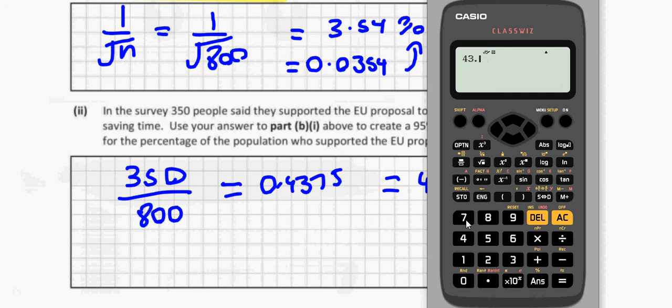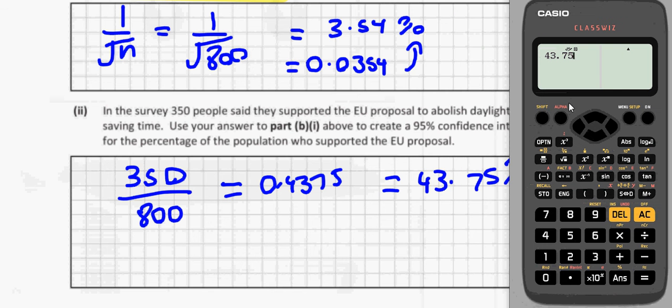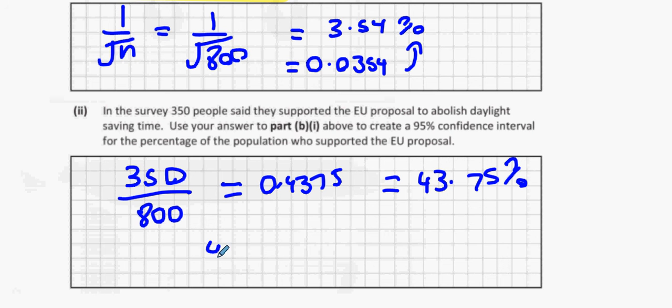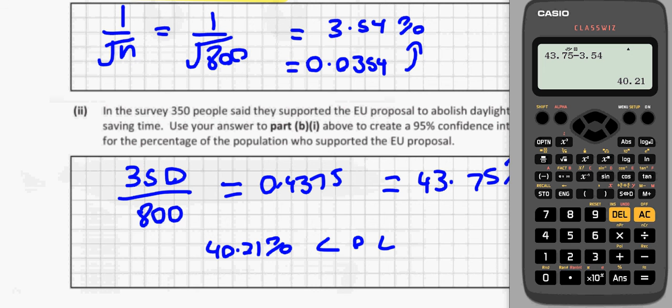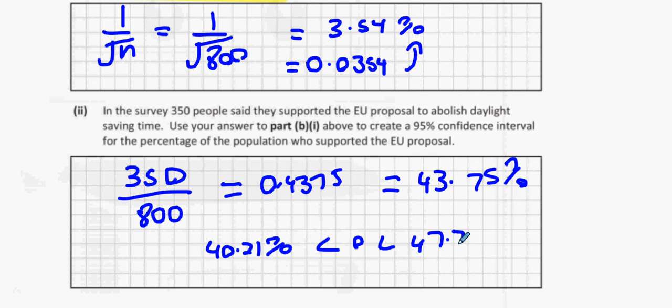43.75 take away 3.54. Okay, you get 40.21% less than P less than, and now you have to add them on. So 43.75 plus 3.54, 47.29. Who got that one like completely out, nailed it?